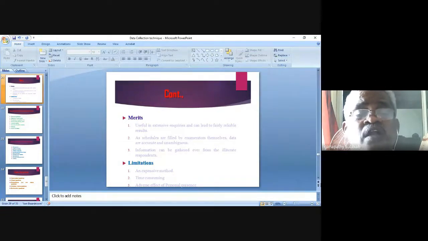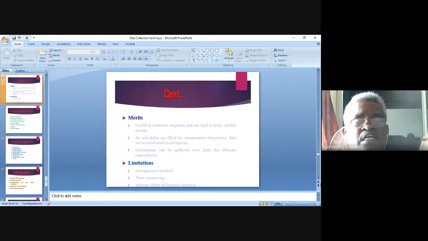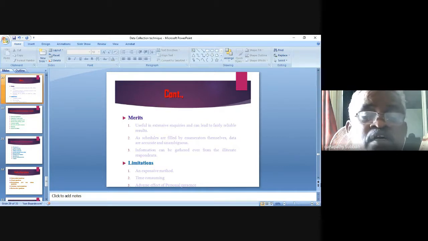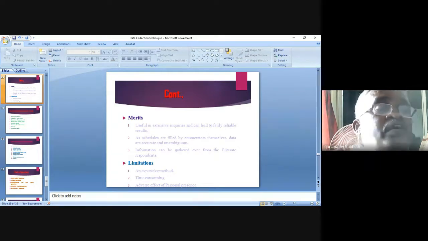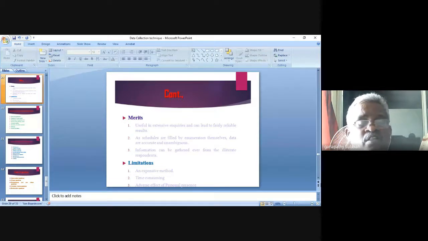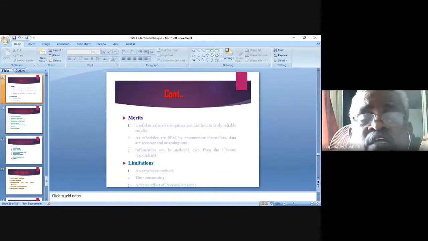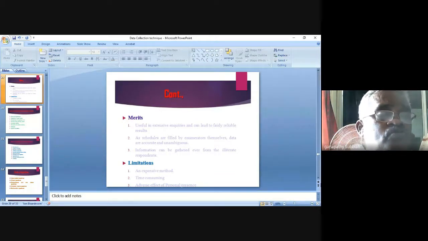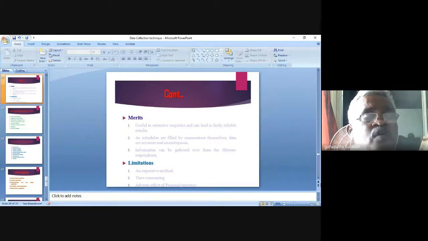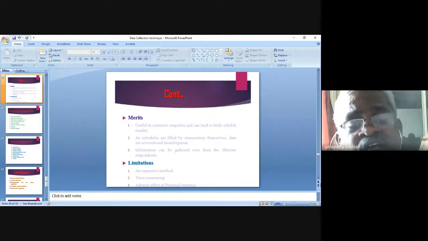There are some merits. It is useful for extensive inquiries and leads to fairly reliable results. The schedule is filled by the enumerators themselves. The data are accurate and unambiguous. Then the information can be gathered even from illiterate respondents. The enumerators collect data not only from the educated but also from illiterates. These are some merits of schedules.